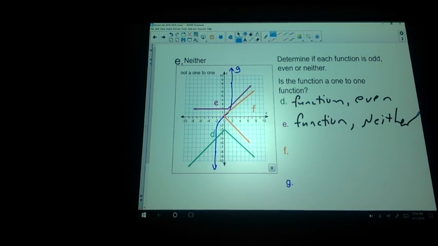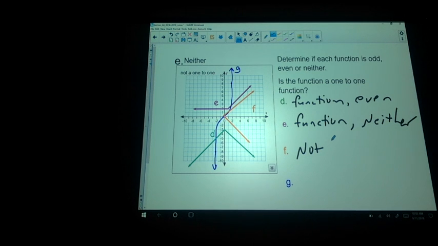Letter F. Is it a function? No. Vertical line test? No. And it's not 1 to 1 either, so it's not exclusive. I'm not going to worry about that.